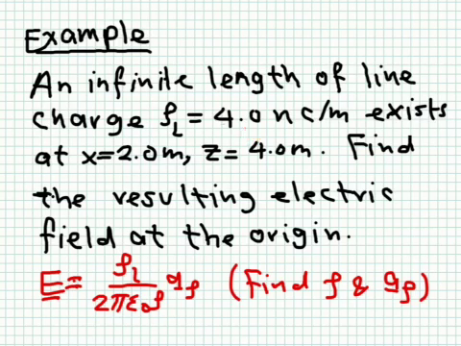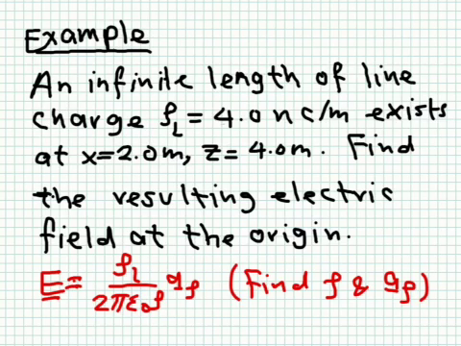It's a line, so it can extend anywhere in space. It's actually the intersection of two planes, x equal to 2 and z equal to 4. We would like to find the resulting electric field at the origin. So here the result is required at the origin.